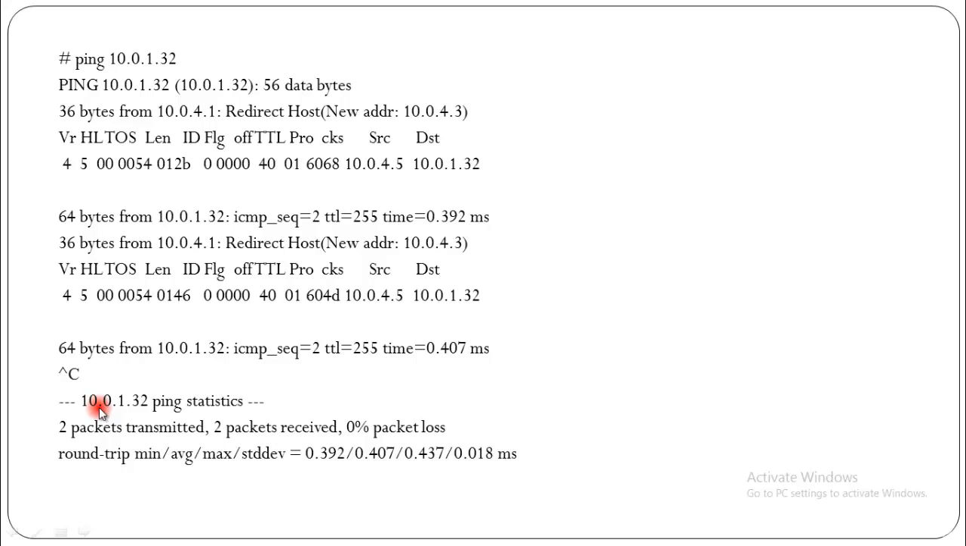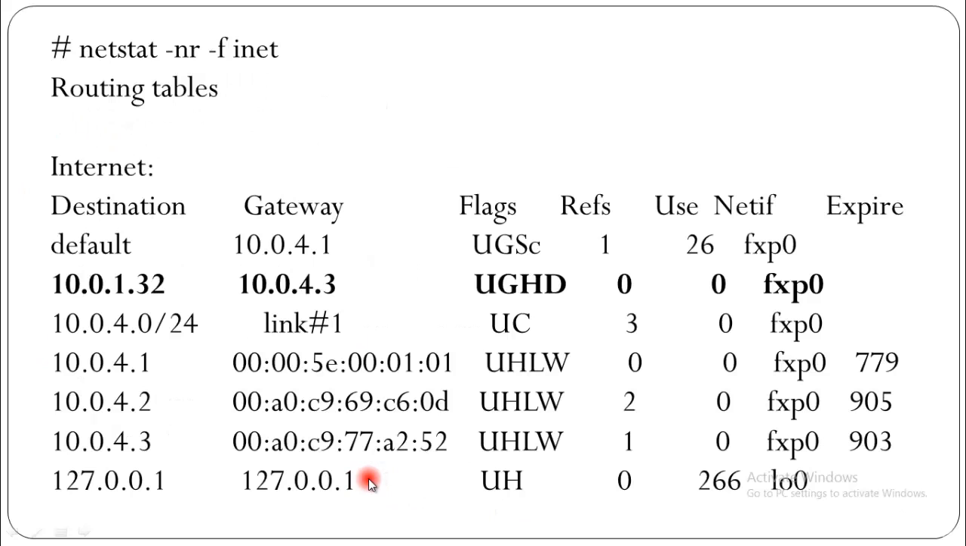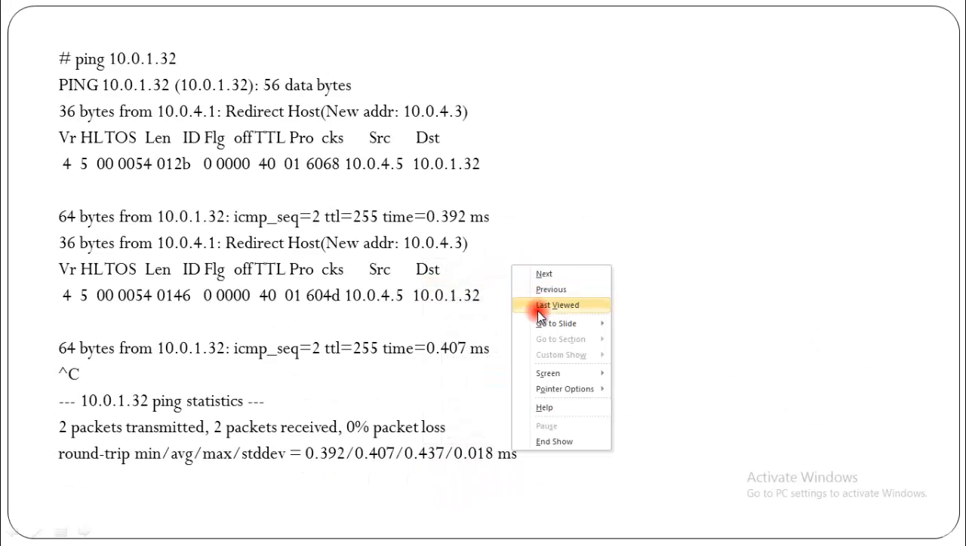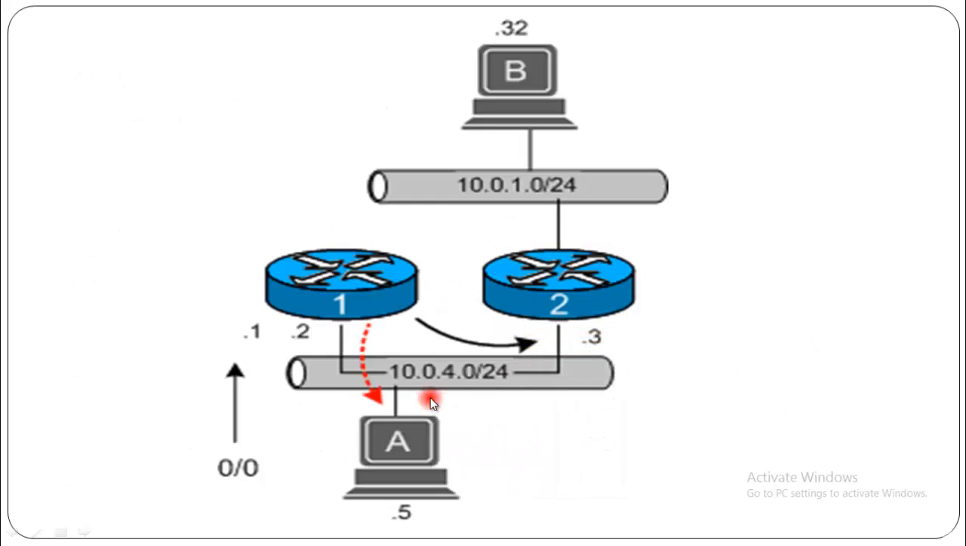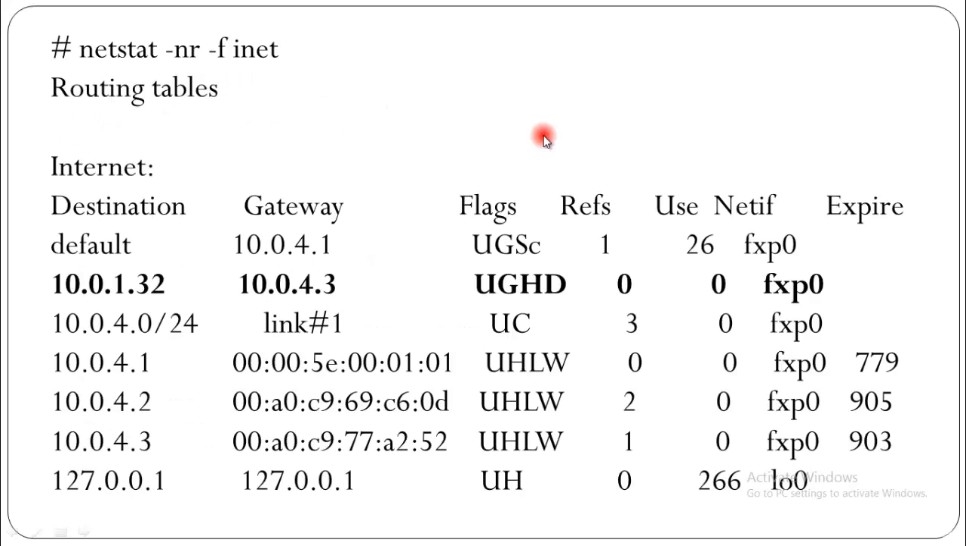So even though host A received an ICMP redirect for every packet, you may think, why did it not take a new path right away? If we examine the routing table on host A once again, you notice that a host-based route was indeed installed for the IP address 10.0.1.32. I'll go back to my previous screen. So this one was already configured to route it back to A, but it did not actually redirect anything.